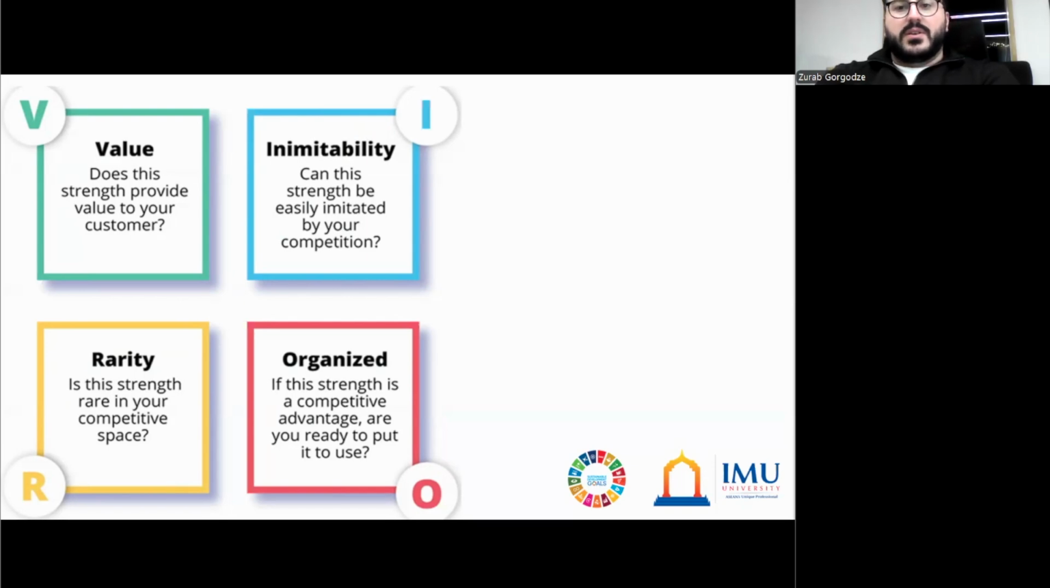Case third, Coca-Cola. As a challenge, Coca-Cola faced increasing competition from healthier beverage options. As a solution, by evaluating its brand equity through the VRIO lens, Coca-Cola identified its strong brand recognition as a valuable and rare asset that was difficult for new entrants to imitate. They also recognized their extensive distribution network as an organizational strength.